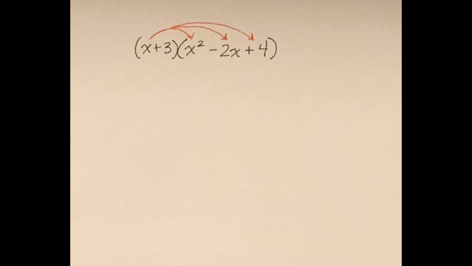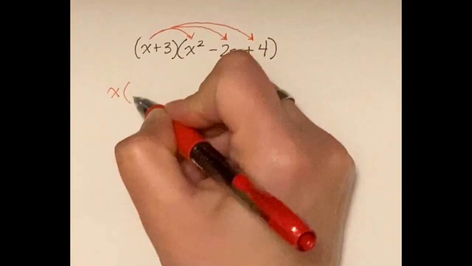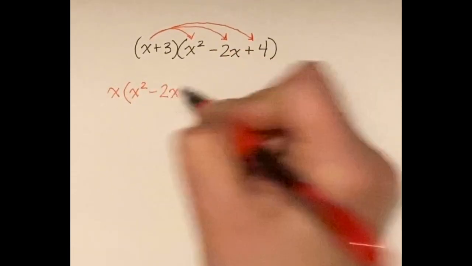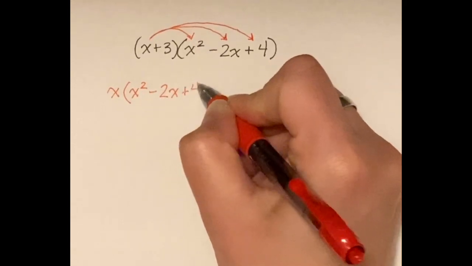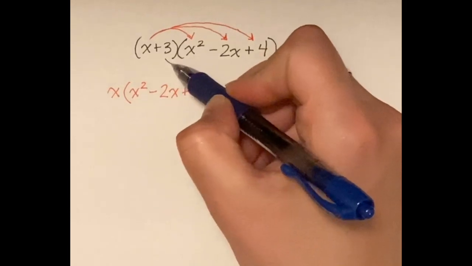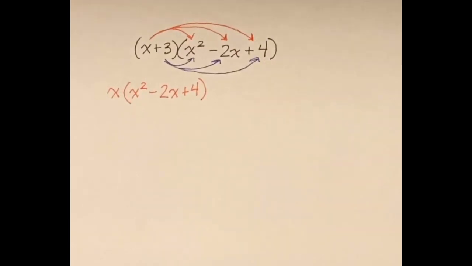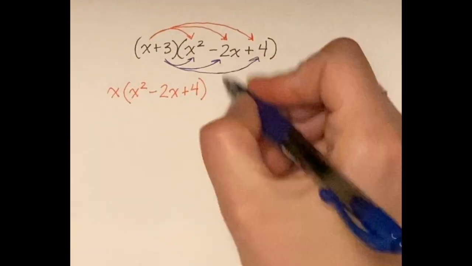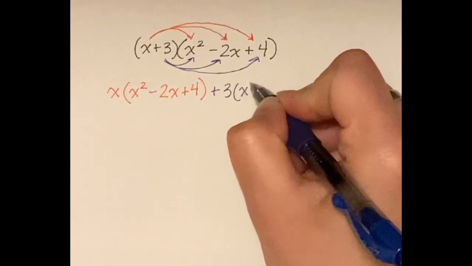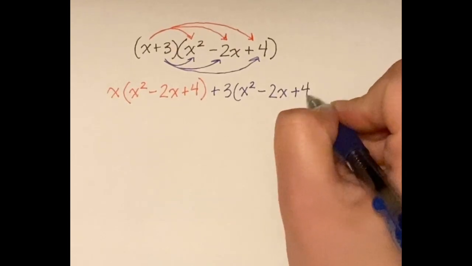Holy smokes, that's a lot of multiplying. So I'm just going to write this out so we are clear about what we are doing. We are doing x multiplied by the trinomial of x squared minus 2x plus 4. All right, then we need to take this plus 3 and we need to multiply that by every term inside that second parentheses. So remember, it's a positive 3 that we're multiplying, and that gets multiplied too by an x squared minus 2x plus 4.